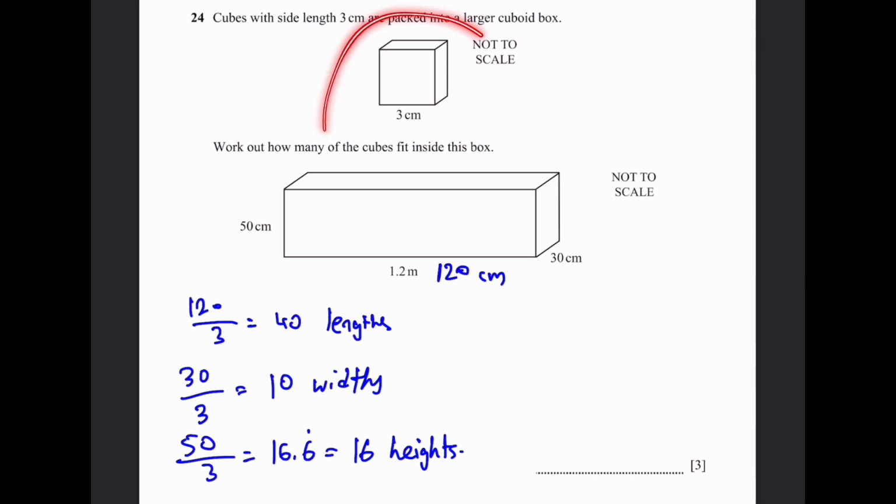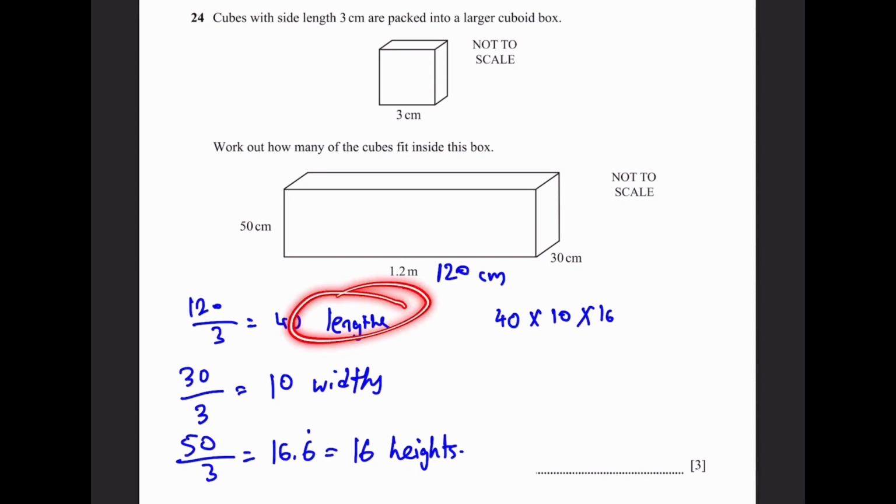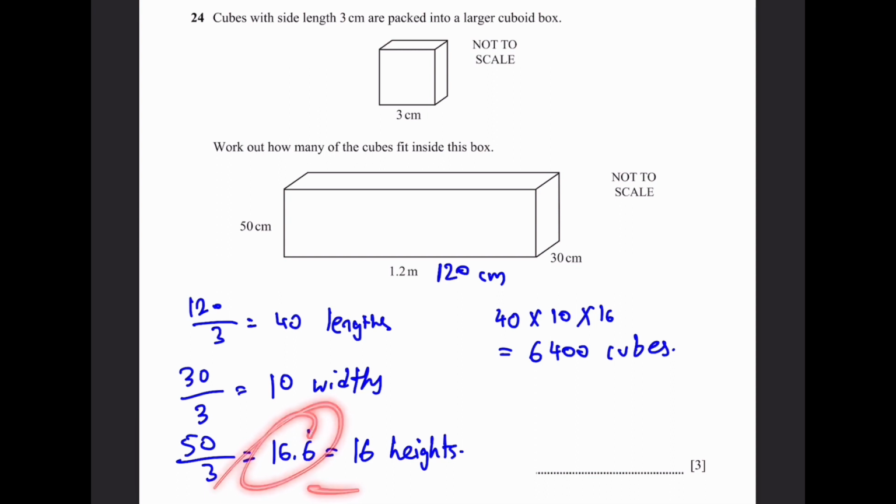How do we find out how many cubes can fit in? 40 multiplied by 10 multiplied by 16. That's the number of lengths times number of widths times number of heights. This gives us 6,400 cubes. Why are we truncating this to 16?